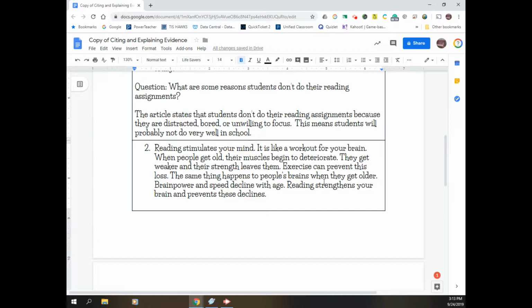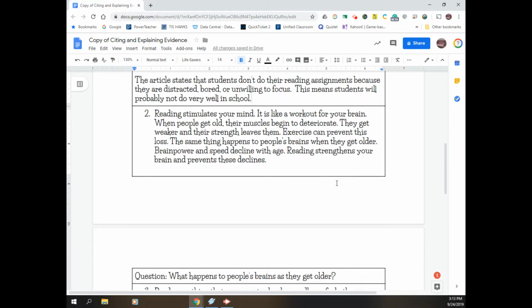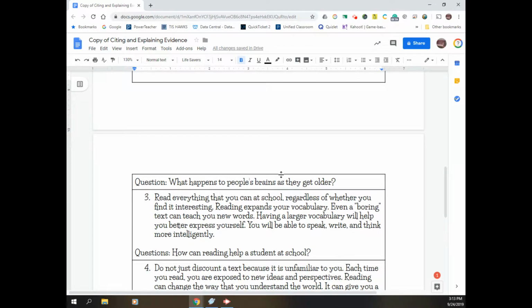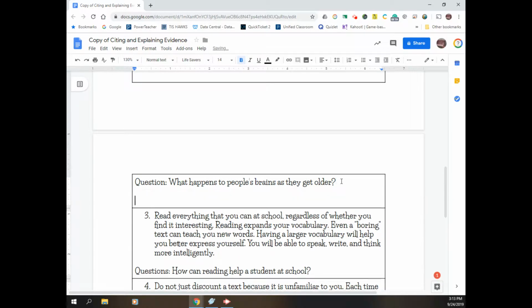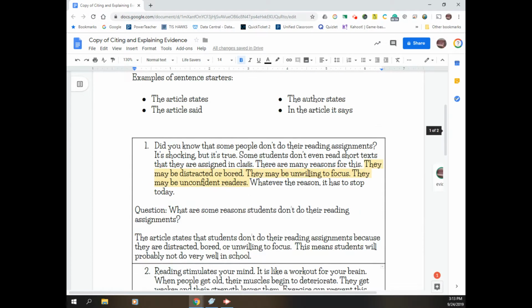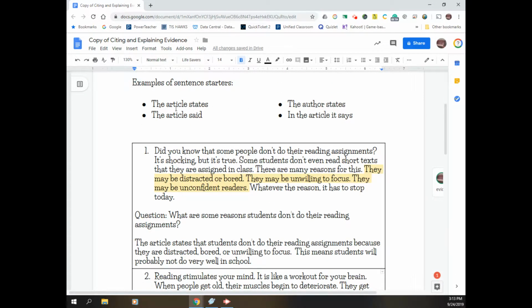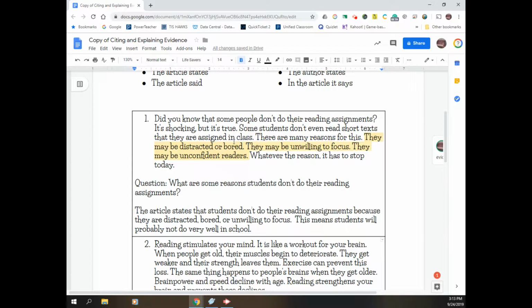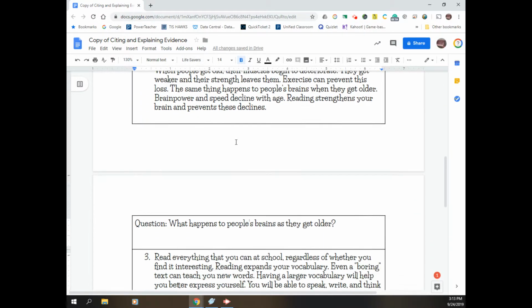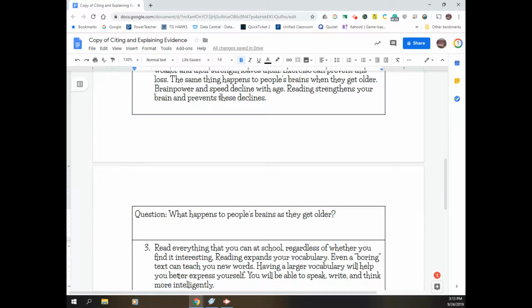Reading strengthens your brain and prevents these declines. So the question is, what happens to people's brains as they get older? Going back up here, we have to use a sentence starter. Which one shall we try? We could go to the article states. That's an easy one to do. The article states. All right, so we have it started.